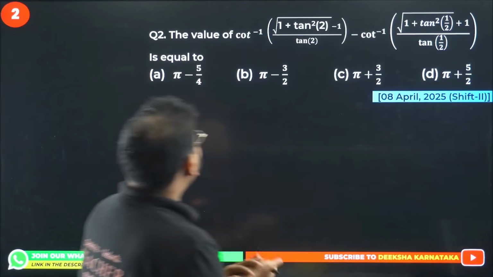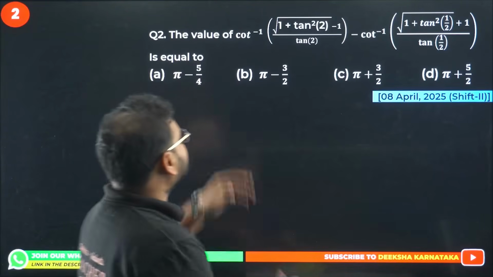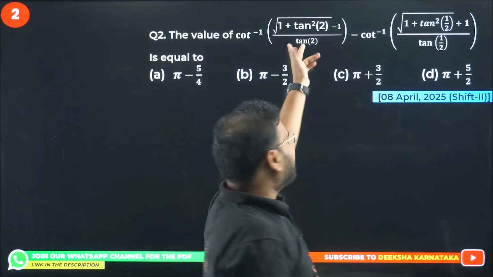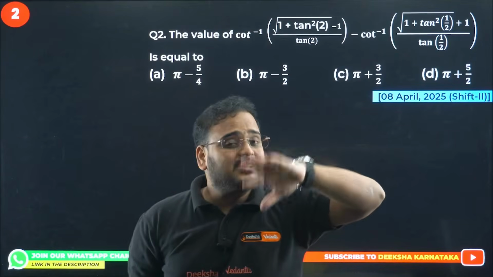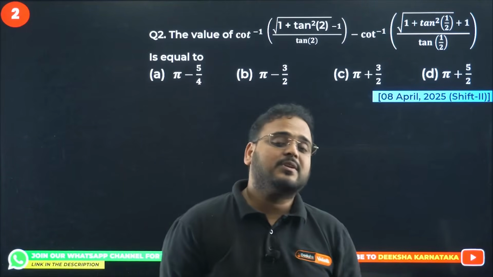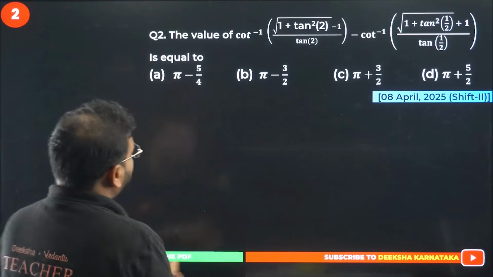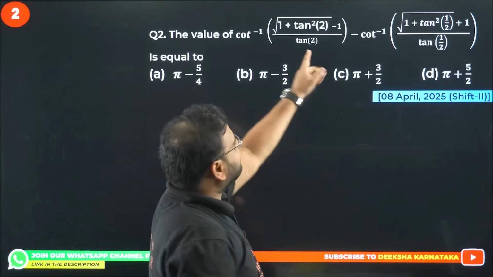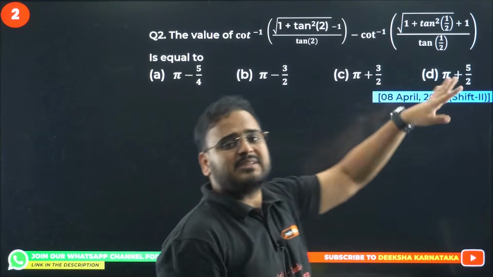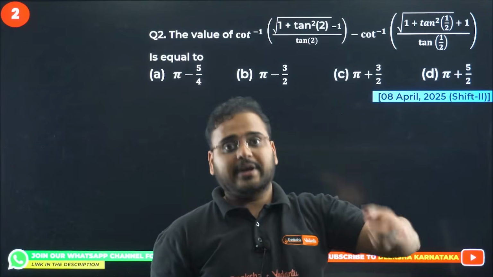So question number 2, yes, cot inverse of root of 1 plus tan square 2 minus 1. I can see there's a formula of 1 plus tan square. What is that? Sec square. 1 plus tan square theta is sec square theta. Okay. So, excellent. These are the values given in 2, 1 by 2 like that. It means it's given in radians. Okay, 2 radians, 1 by 2 radians.